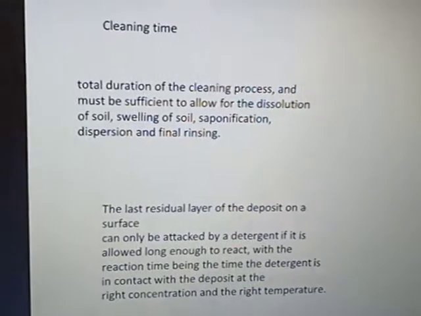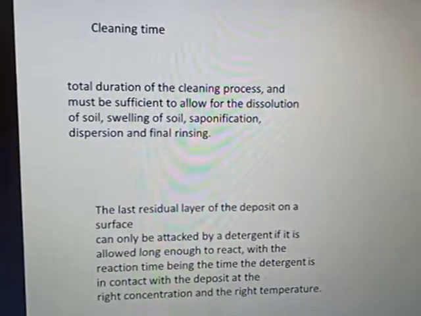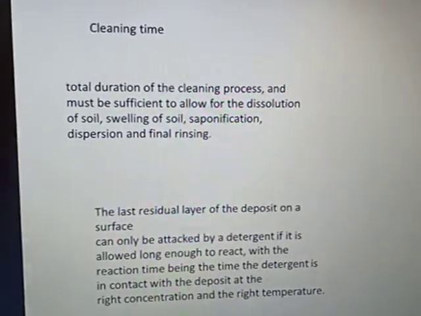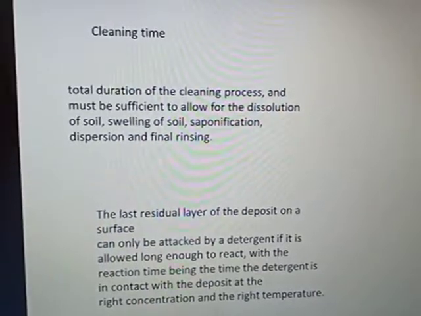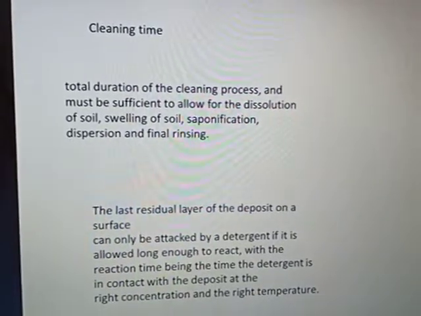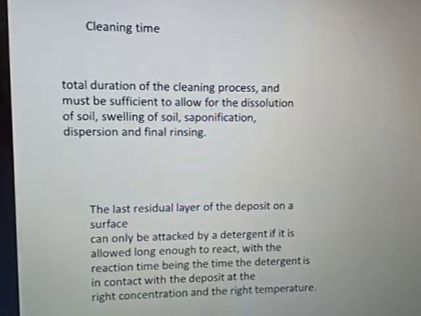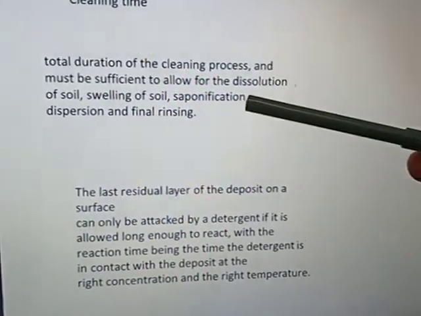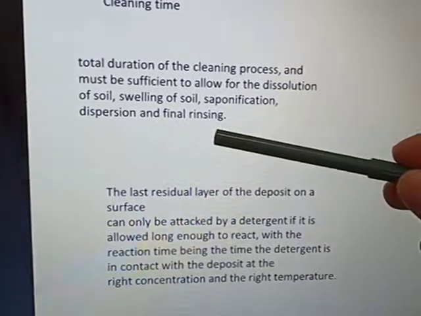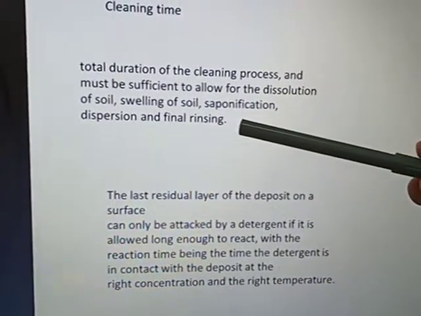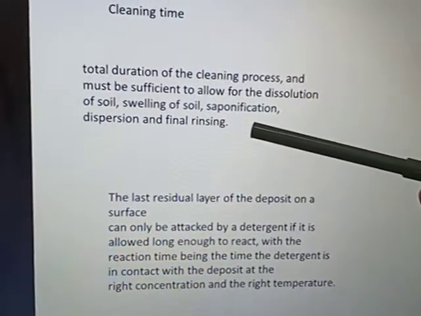Cleaning time is the total duration of the cleaning process, and it must be sufficient to allow for the dissolution of soil, swelling of soil, saponification, dispersion, and final rinsing. So these are the processes inside the equipment.